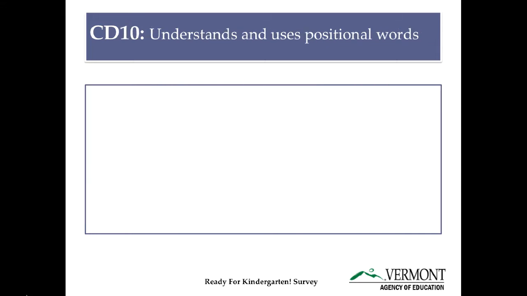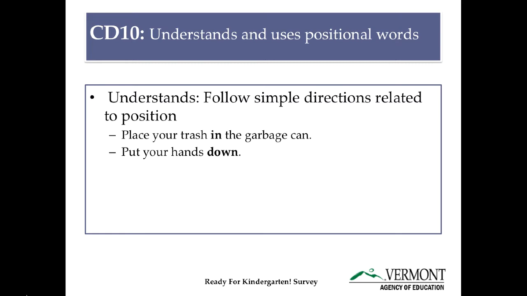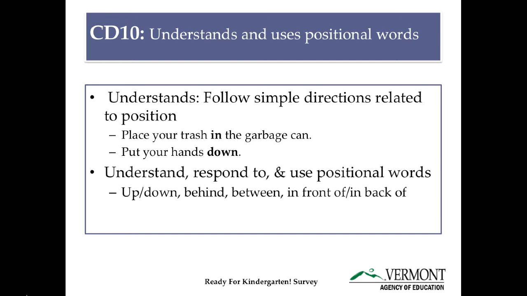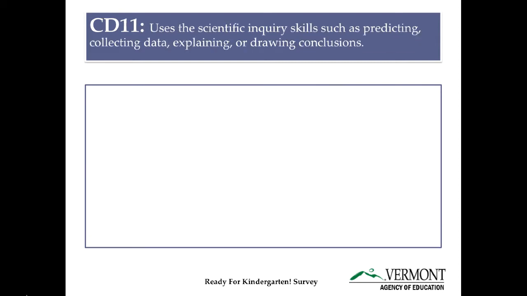Cognitive development item 10. A child understands and uses positional words. When children are rated as beginning for this item, they may follow simple directions related to positional words. For example, place your trash in the garbage can. Put your hands down. When children are scored as practicing for this item, they understand, respond to, and use positional words, though they may still make some errors at times. Children identified as performing independently for this item use and respond to positional words accurately with no errors.